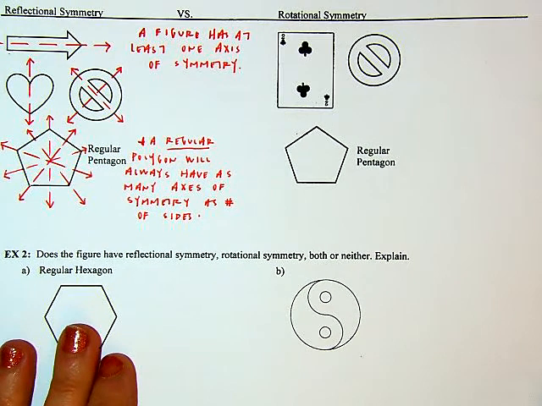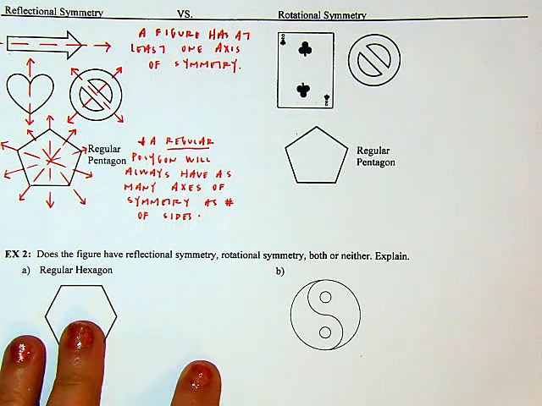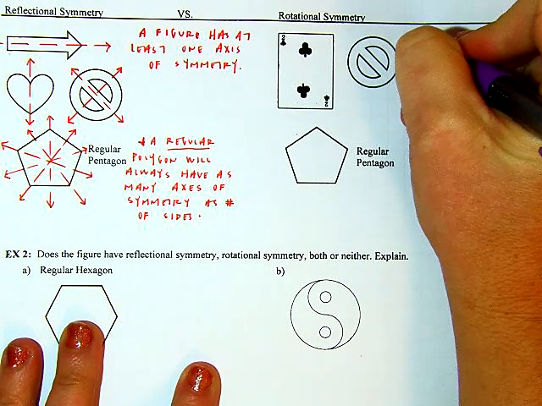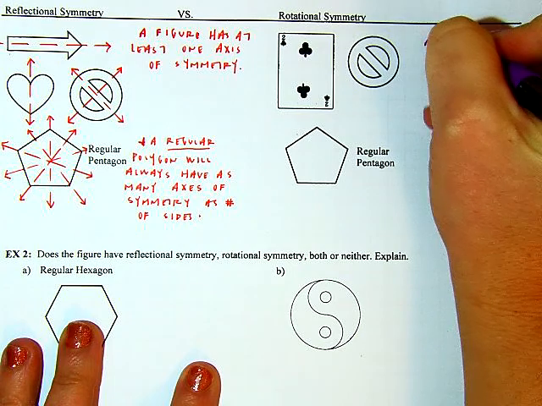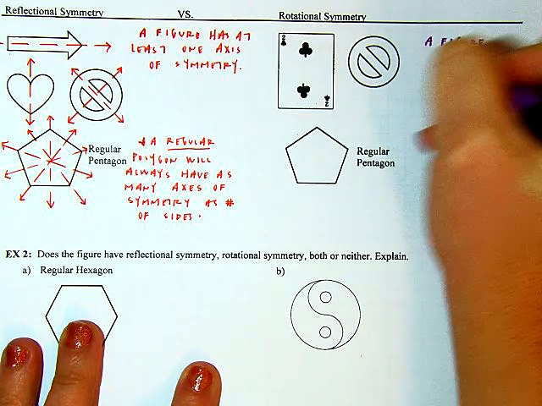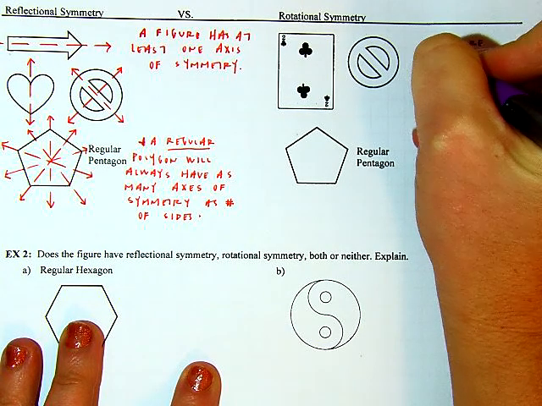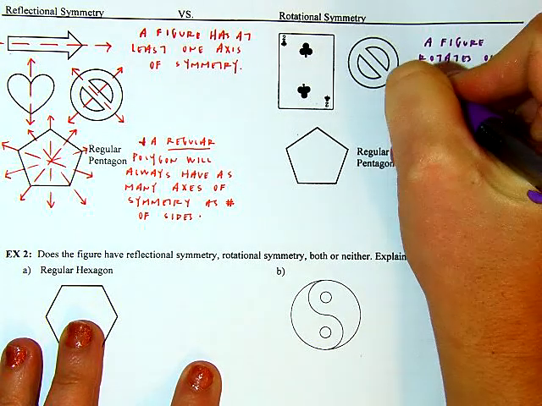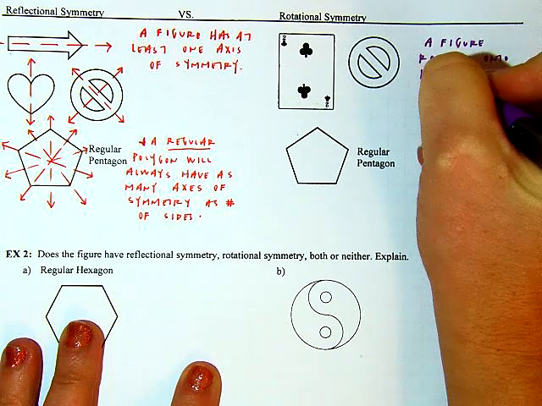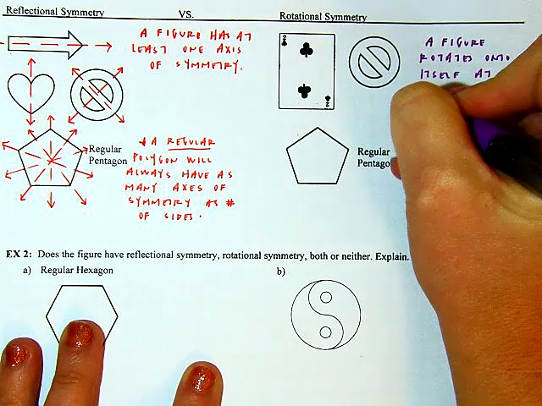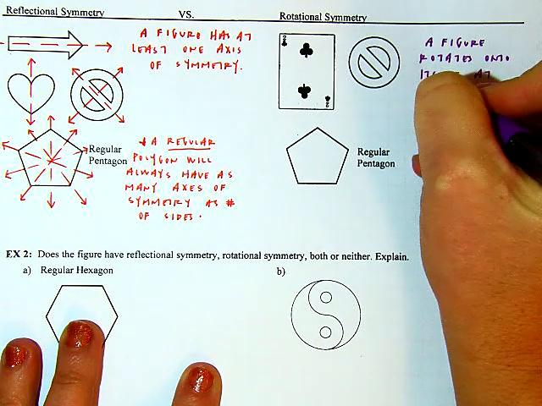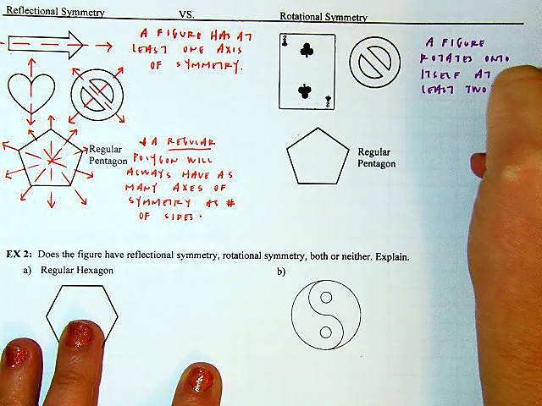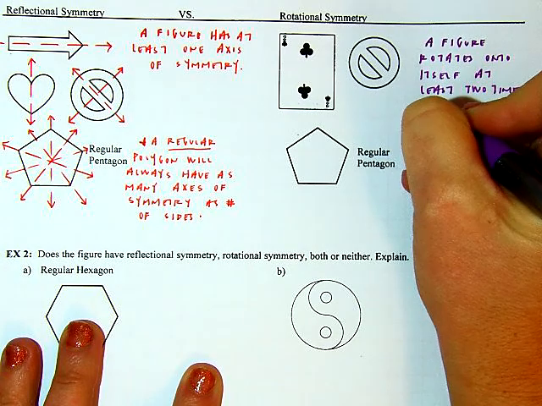All right, so first let me write that definition. So we're saying that it has rotational symmetry, right? A figure rotates onto itself at least 2 times within one full revolution.